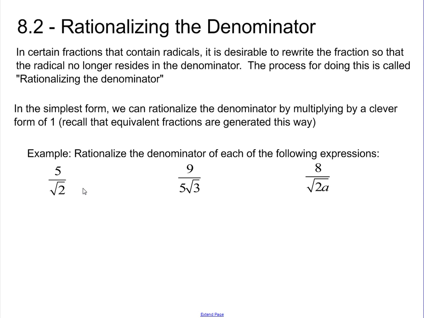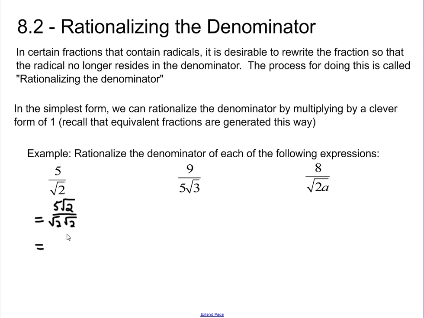The multiplication that we're going to use requires some clever form of 1. So I'll show you in this first case. I have 5 over the square root of 2, and you ask yourself, what do I have to multiply by the square root of 2 to eliminate the radical? And the answer is the square root of 2. So we're going to rewrite this fraction by taking 5 and multiplying it by the square root of 2, and taking the denominator square root of 2 and multiplying it by the square root of 2.